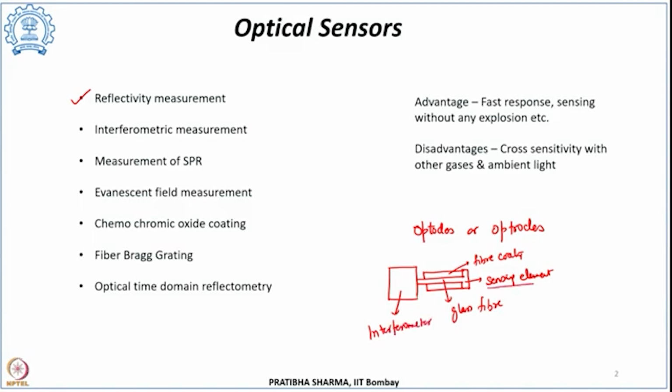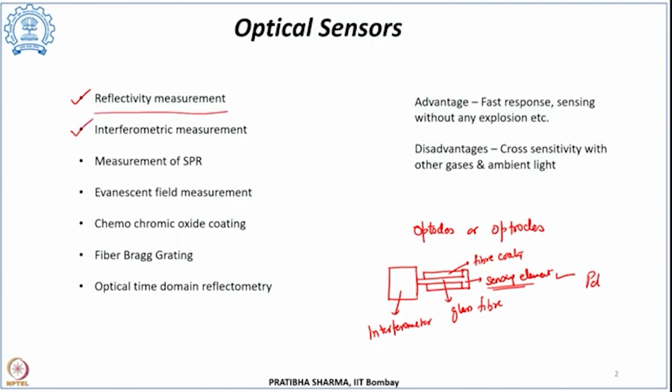Now this sensing element, a thin coating of palladium, is deposited on the cleaved end of the optical fiber. When this sensing element, which could be palladium, is exposed to hydrogen, its reflectivity changes, and that reflectivity change is used to detect hydrogen and is correlated to the hydrogen gas concentration. So this is the reflectivity measurement.